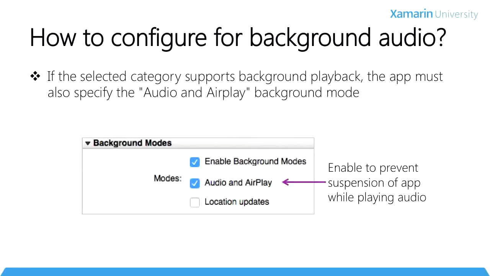If we only set the audio category and configure our session, we're not done. Our app would not continue playing in the background. So we're also going to set that audio and AirPlay background mode. That will then lead to the corresponding entry in the info plist file.